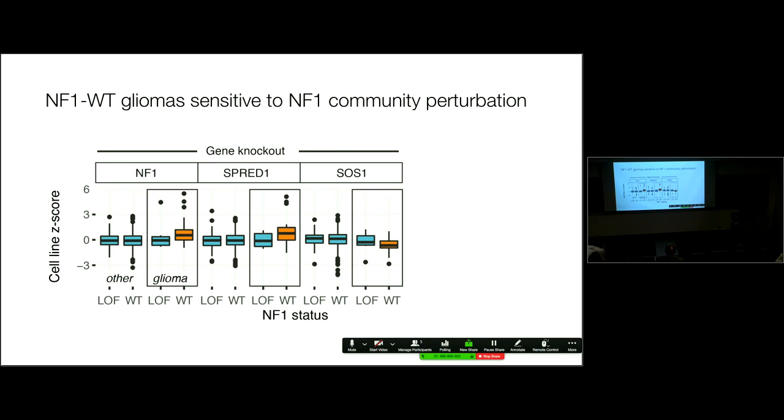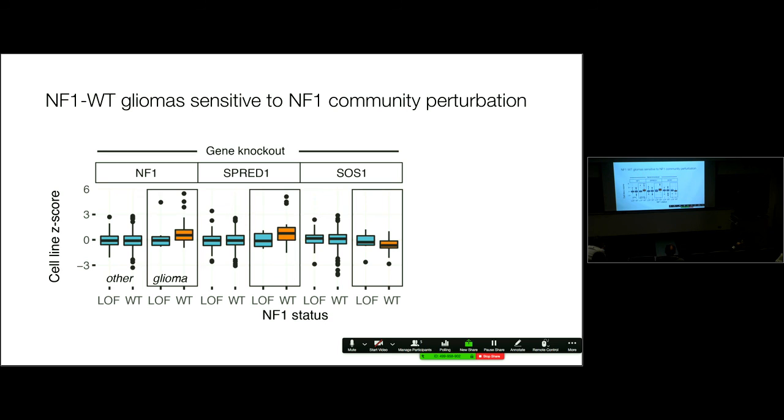I was curious about why this was forming a gene community, and it turned out that all of these genes have a very specific pattern in which they have large effect sizes. They occur in gliomas versus other cell types, and not only glioma cell lines, but NF1 wild-type glioma cell lines. If NF1 is already knocked out, and NF1 is one of the most frequently somatically mutated genes in the human genome, then knocking out any of these genes in that pathway has no effect. It's only the wild-type gliomas that are susceptible to gene knockout of any of these genes.